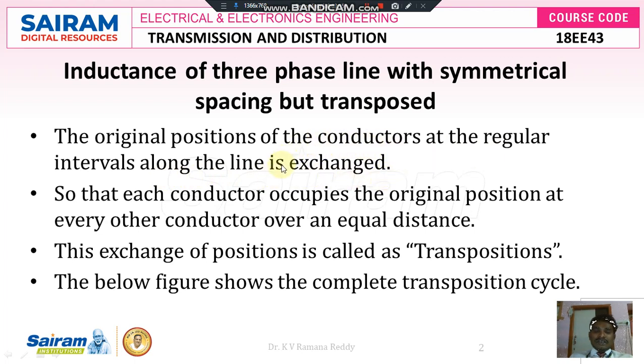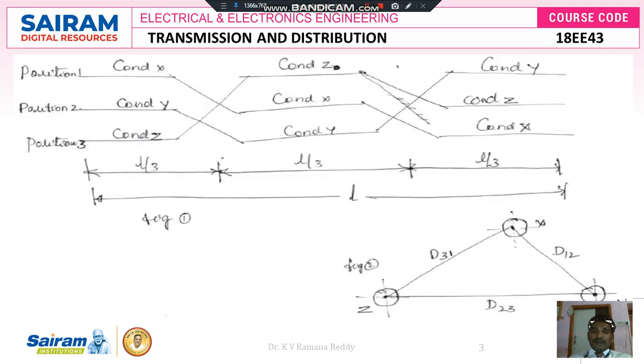This exchange is required wherever we are going to change the direction of the conductor from one direction to another with the help of another transmission tower, so that each conductor occupies the original position of every other conductor over an equal distance. So this change of positions is simply called transposition. Transpositions generally take place to make the conductor's location very convenient, to exchange the conductor from one tower to another tower while we change the direction of the transmission system or the direction of the conductor. Let us see the following figure for a better understanding of the concept of transposition.